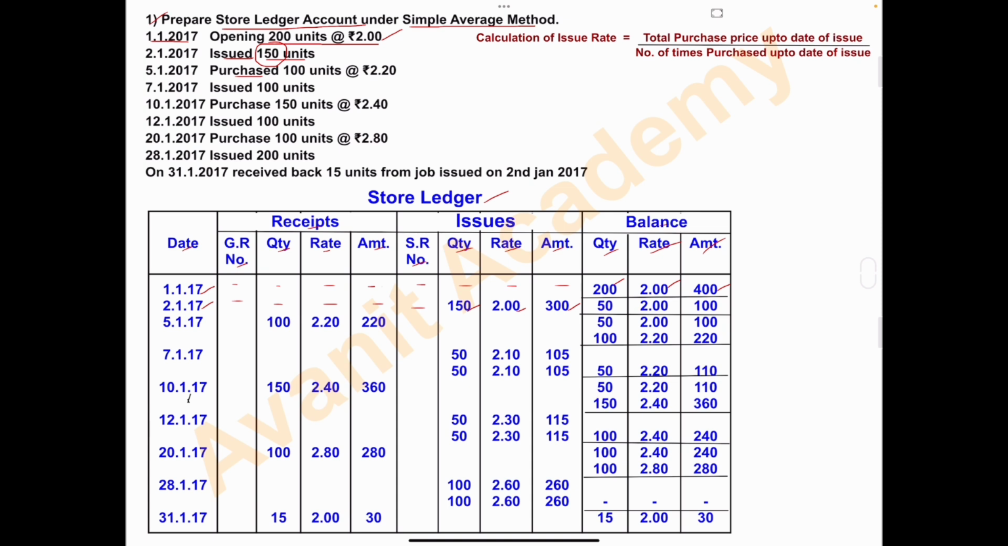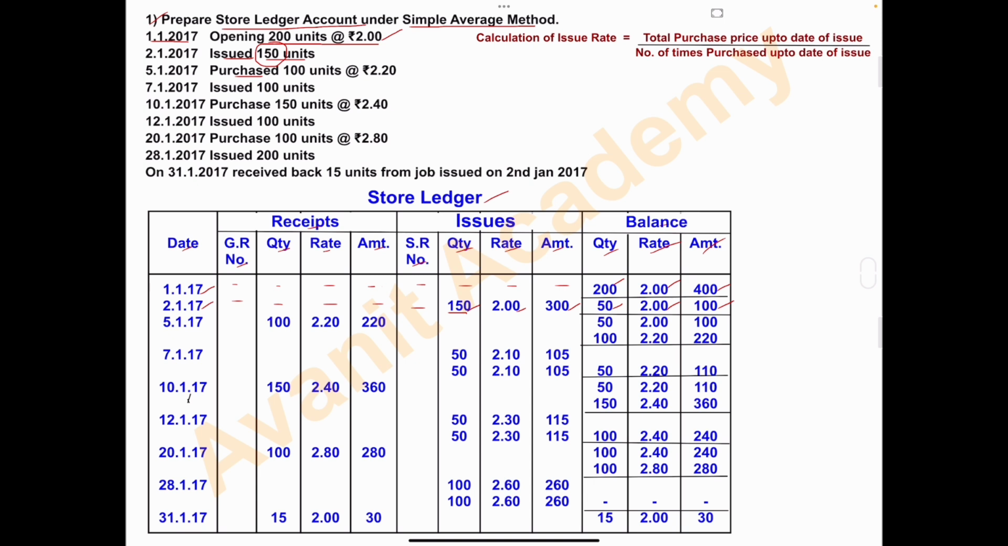So from this 200 we have issued 150 units. So remaining quantity is 50. Total we had 200 units. From those 200 units we have issued 150 units. So how many units in total are left? 50 units. Rate will be the same, rupees 2. 50 into 2, amount is 100 and close it.